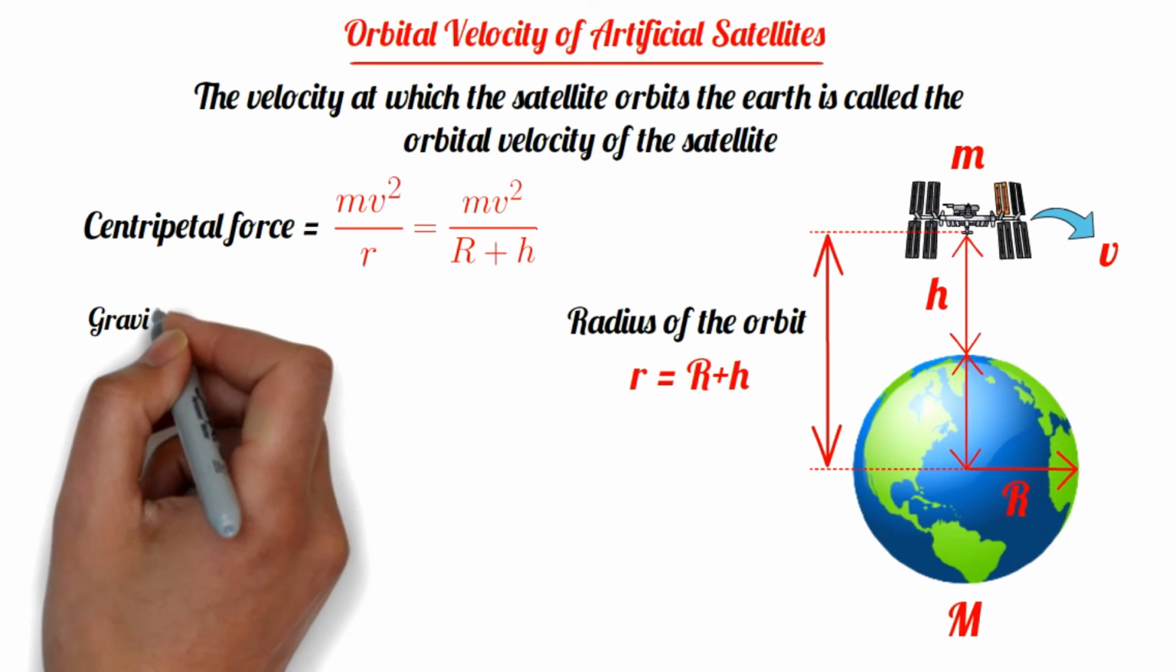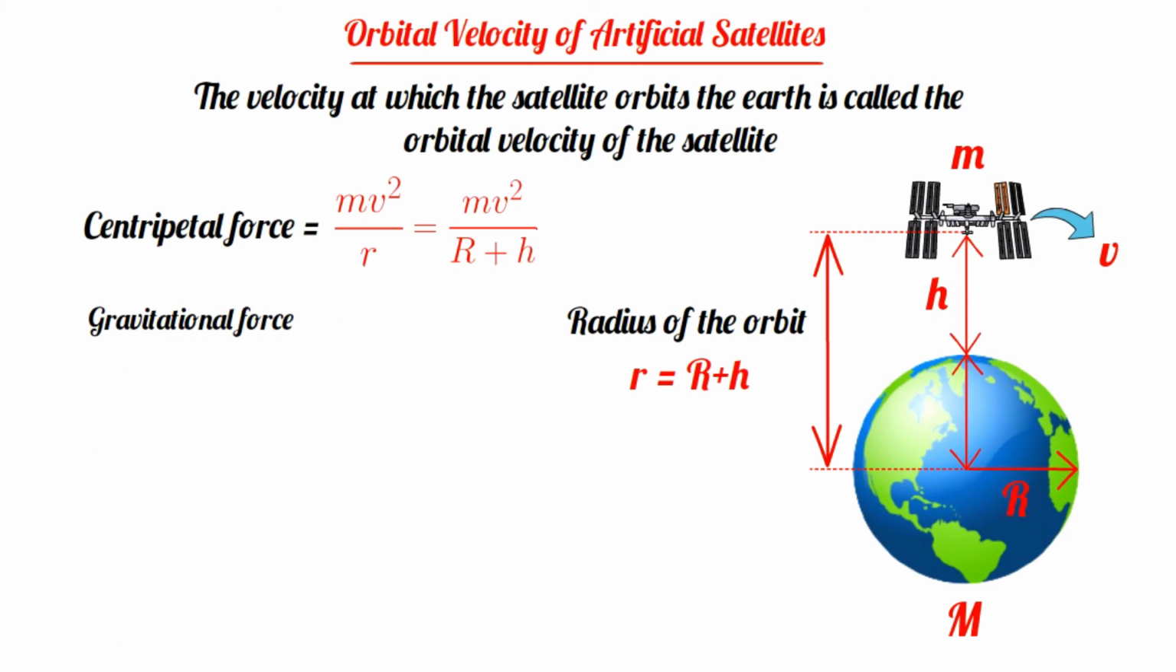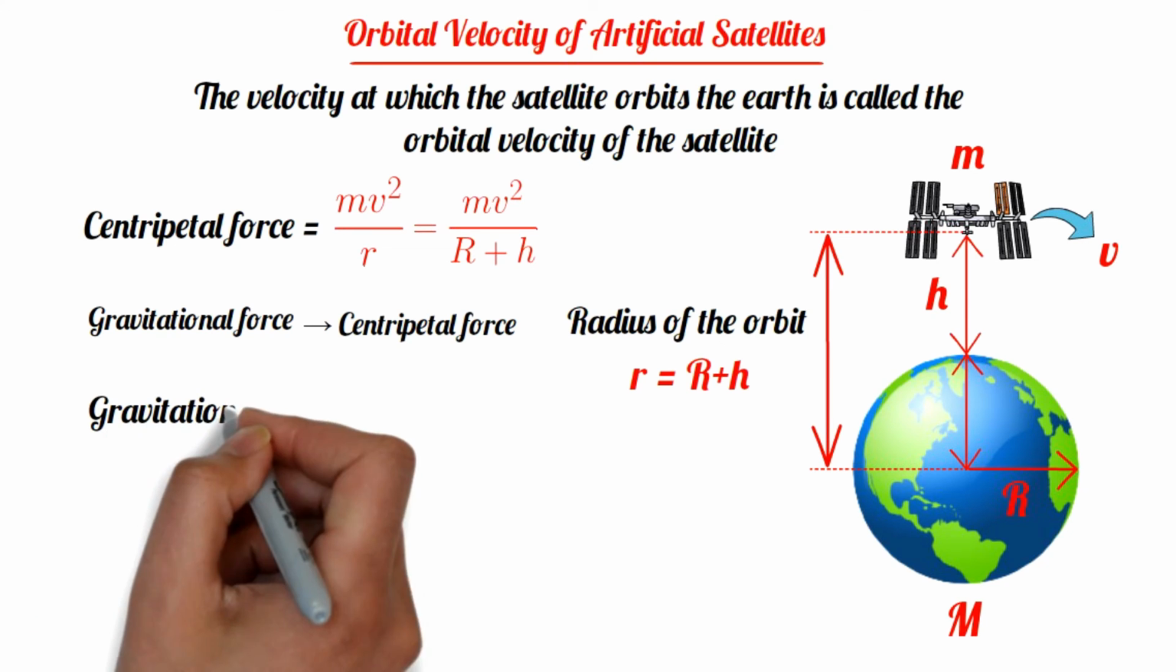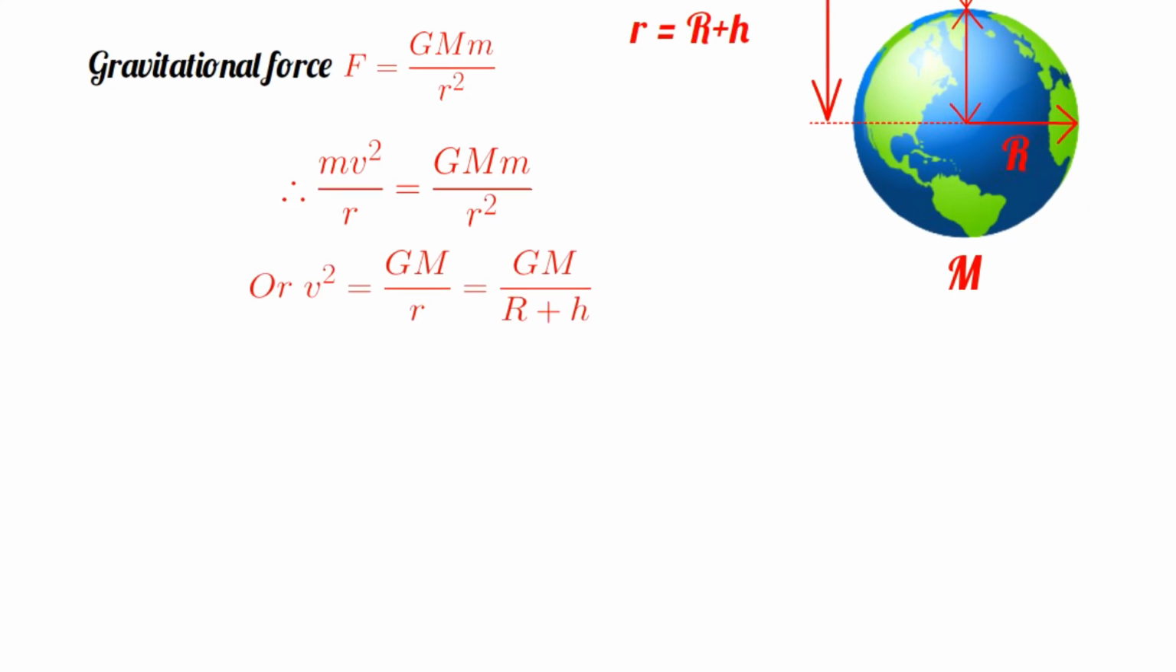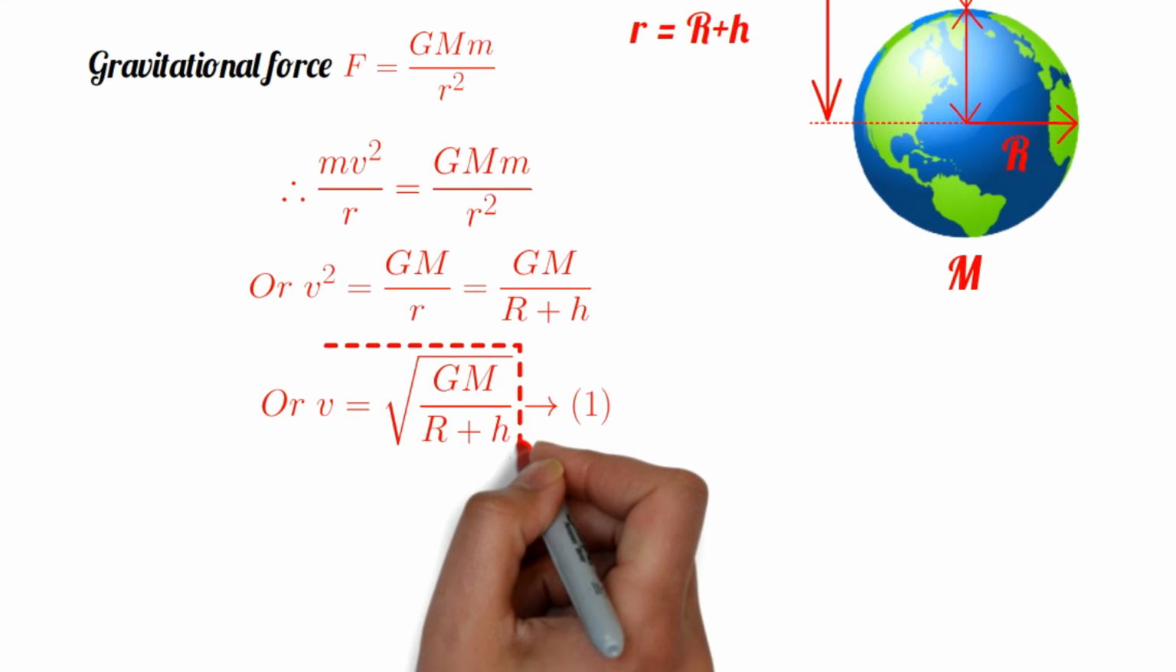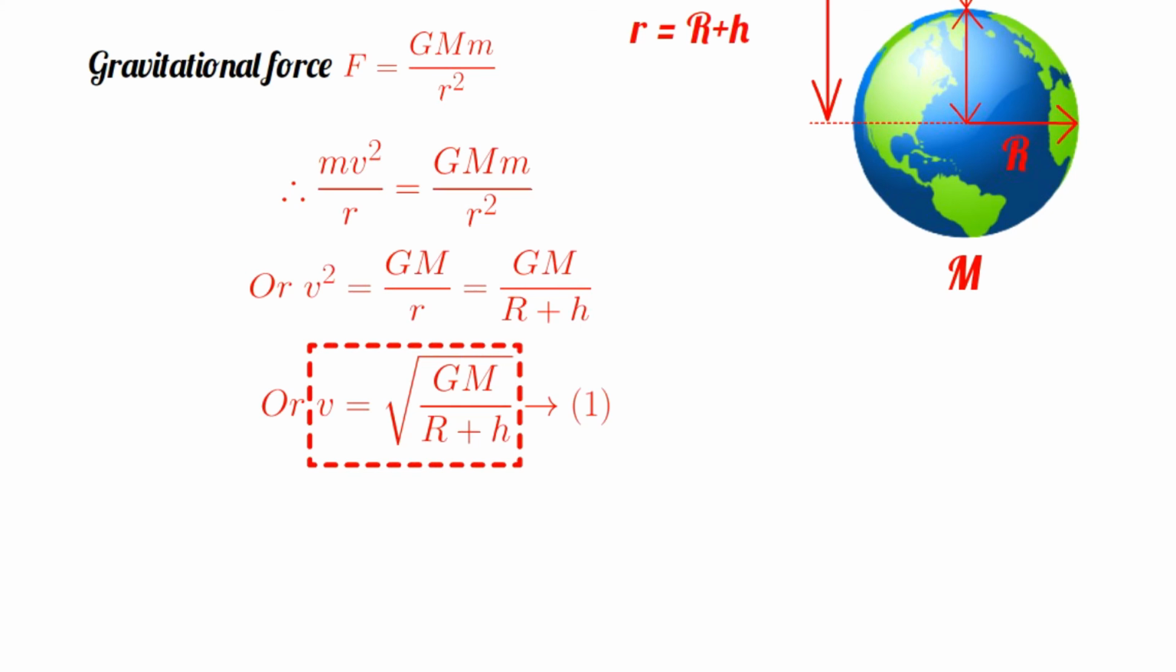In fact, the gravitational force between Earth and satellite provides this centripetal force for orbiting the Earth. From Newton's law of gravitation, we know gravitational force F is equal to GMm by r squared. Therefore, mv squared by r is equal to GMm by r squared. By solving this equation we get, small v is equal to root over GM by capital R plus small h. This is the formula for the orbital velocity of an artificial satellite orbiting the Earth.